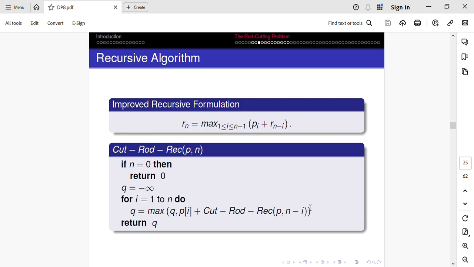Now we have the recursive formulation. This is the formula for the recursive formulation, and this is the corresponding algorithm. This is the terminating condition for the recursion: when the rod has length 0, we return 0. Otherwise we initialize this variable q to minus infinity because we are going for a maximization problem. Here the formula is written in algorithmic notation: q is the maximum of q and p[i] plus the recursive call to cut-rod with length n minus i, where p is the array of prices, and finally we return this value.